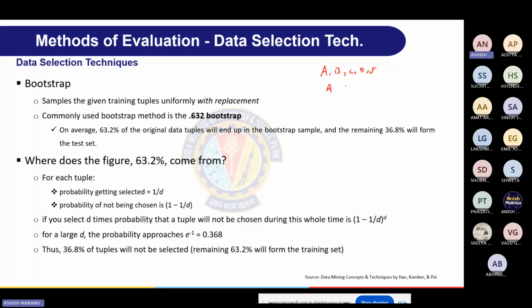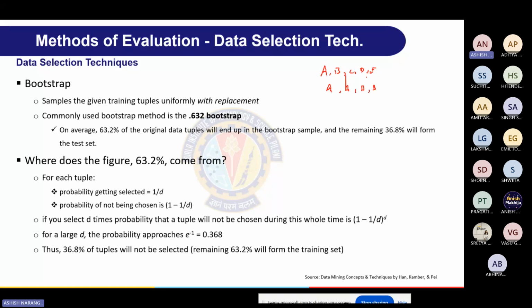So A may come twice. Similarly, B may come twice, C may come twice, within the record. So some records may be appearing twice or thrice, while some records may not be selected at all. The selected samples which we are using form the training set. The unselected samples become the test set. So this is how it happens.